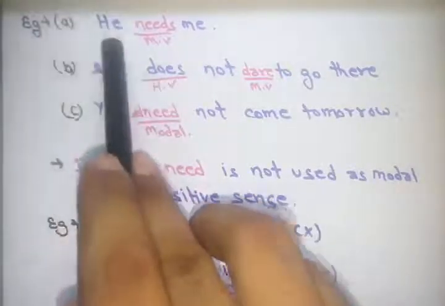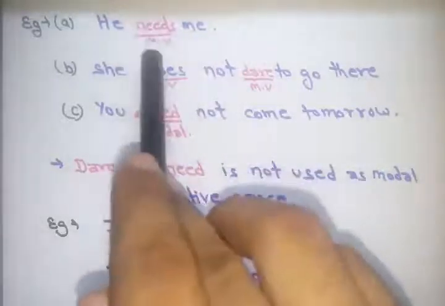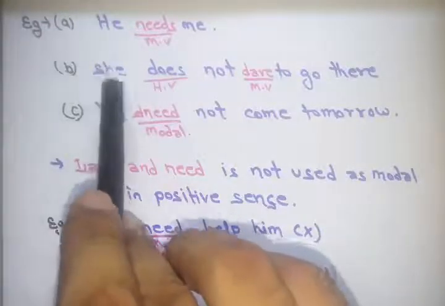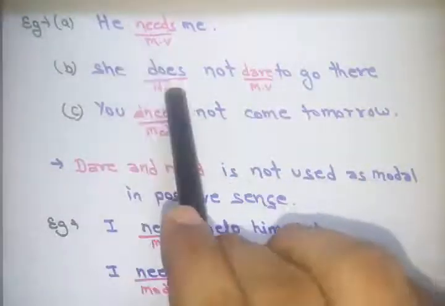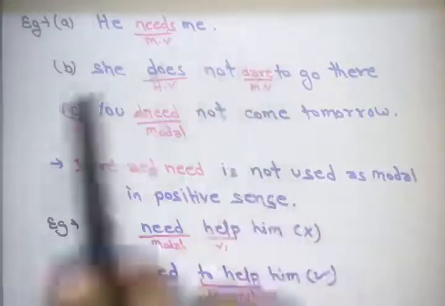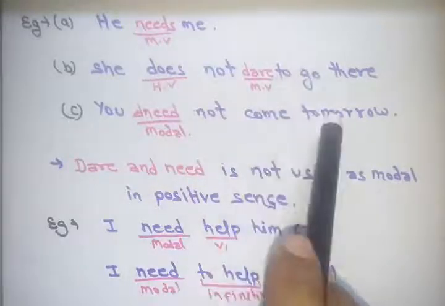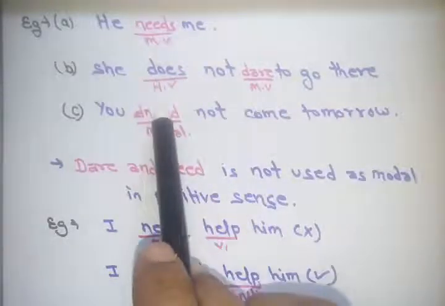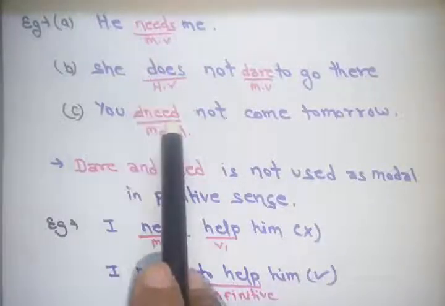For example, he needs me. So here needs is used as a main verb. And the second example is she does not dare to go there. So here does is a helping verb and dare works as a main verb. And the third example is you need not come tomorrow. So it shows the requirement, need of anything. Here need works as a modal.